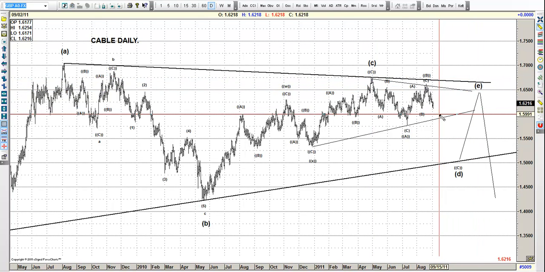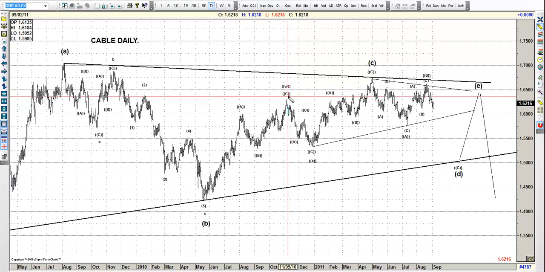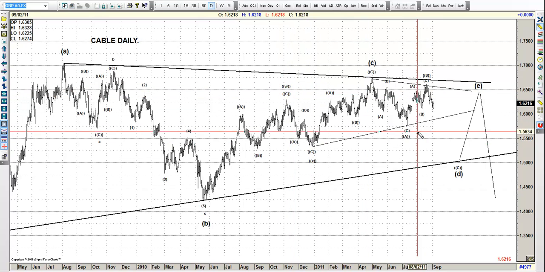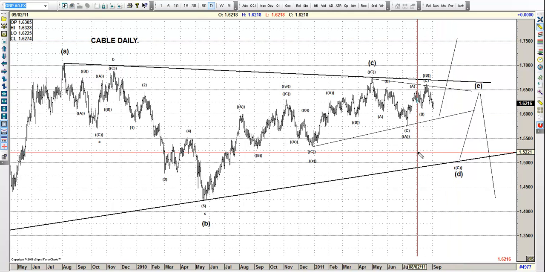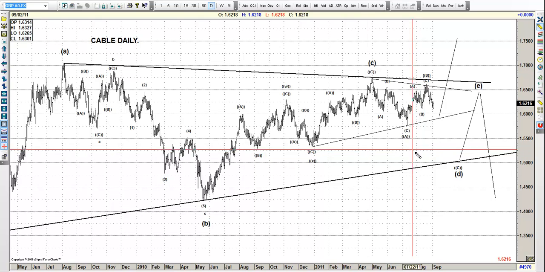So we're going to get W, and then we got A, B, C, D, and we got the E wave with a bullish cable that goes pretty well with the bullish euro dollar.